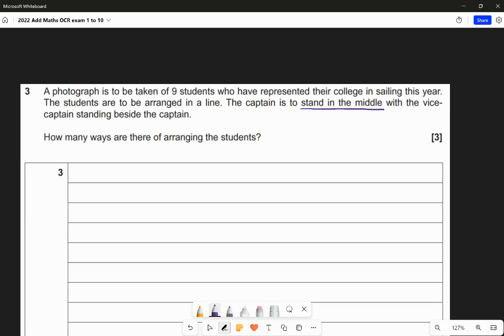Okay, so I would start by visualizing the problem. I have 9 spaces: 1, 2, 3, 4, 5, 6, 7, 8, 9. 9 spaces to fill. And I know that the captain is right in the middle. So that's the 5th space of the 9, 4 either side. So the captain is right there.